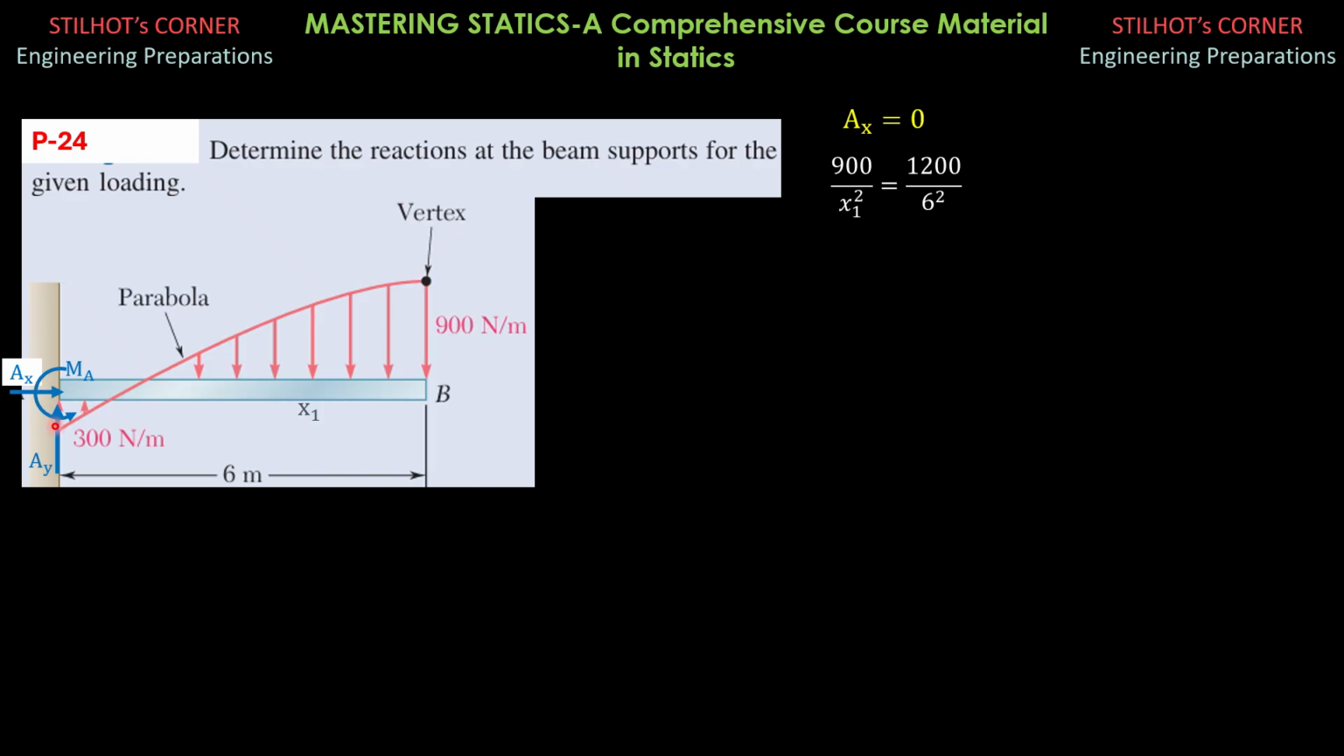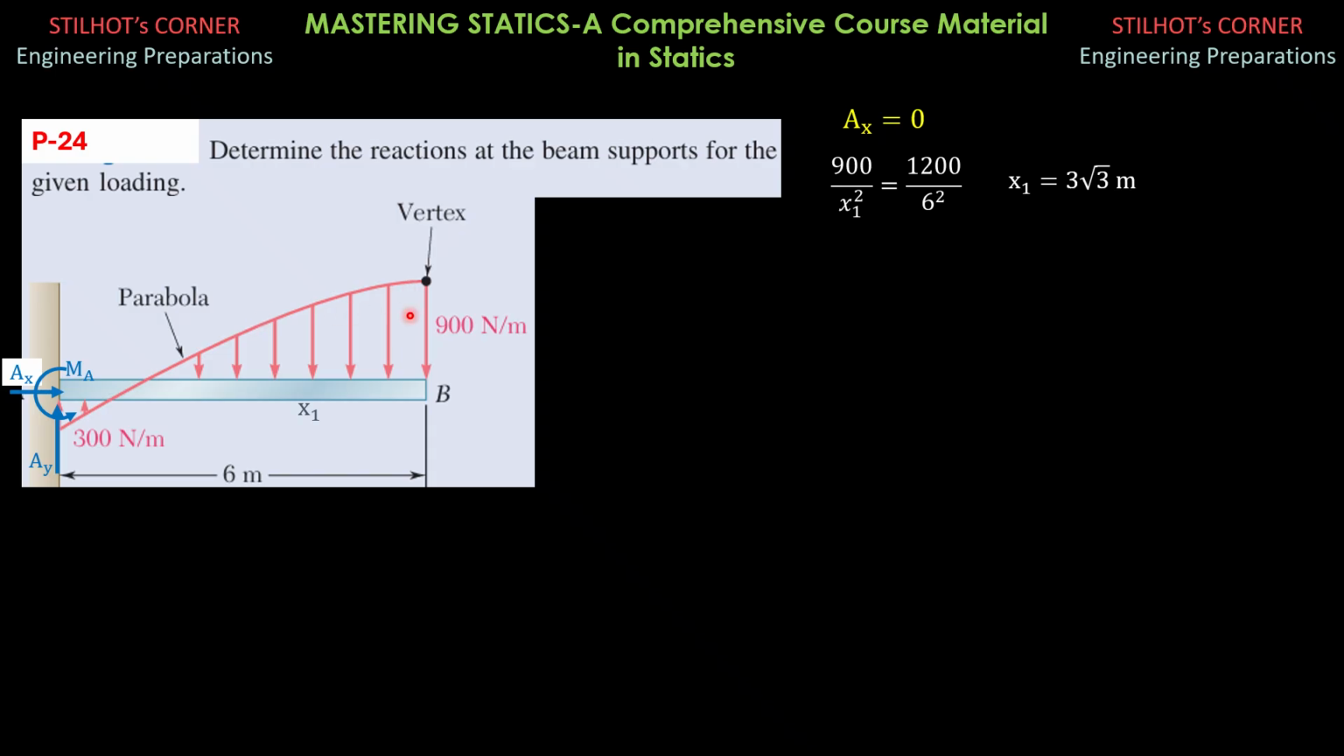Remember that the equation of the parabola is in general y equals kx square, y equals a constant times x square, where x is the horizontal. So k equals y as to x squared. So 900 as to x1 square, then another, 900 plus 300, 1200 as to 6 square. So x1 is equal to 3 square root of 3 meters.